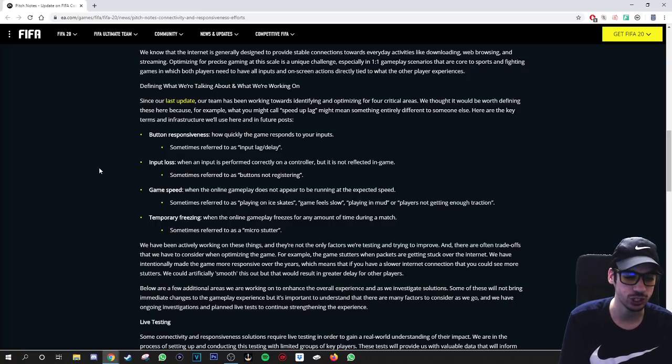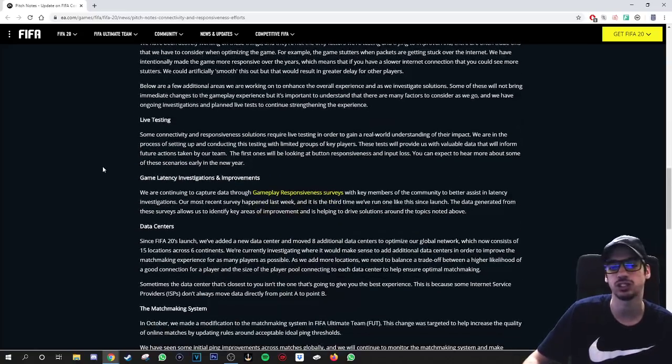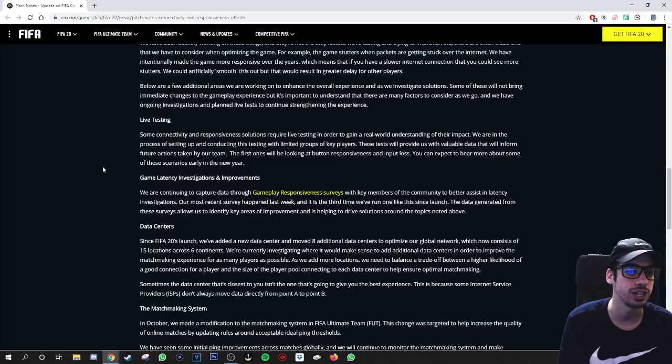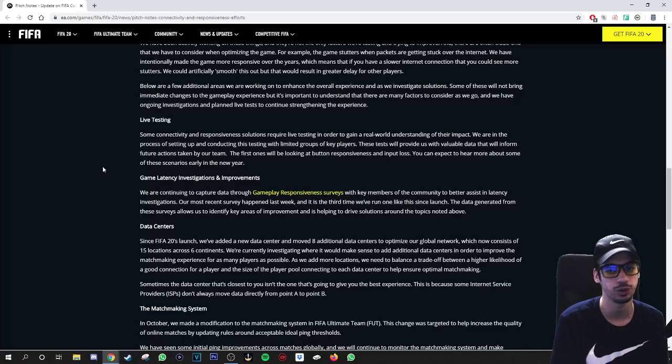Below are a few additional areas we are working on to enhance the overall experience as we investigate solutions. Some of these will not bring immediate changes to the gameplay experience, but it's important to understand that there are many factors to consider as we go. And we have ongoing investigations and planned live tests to continue strengthening the experience.